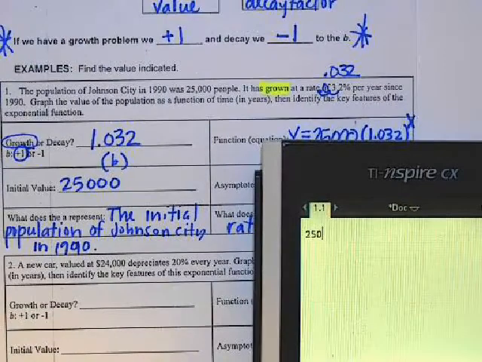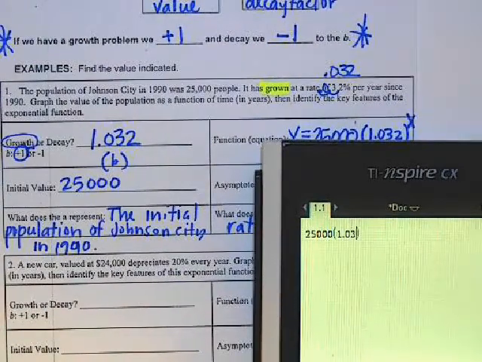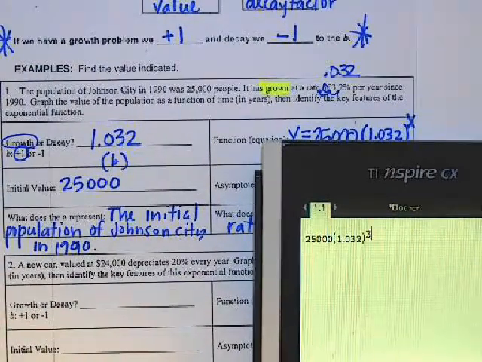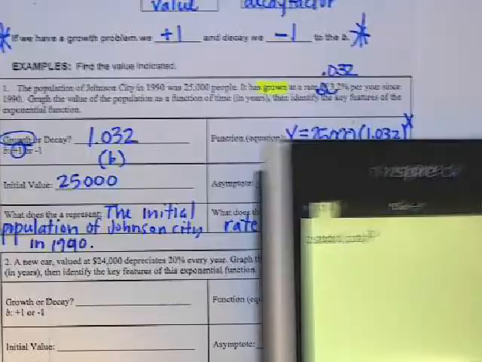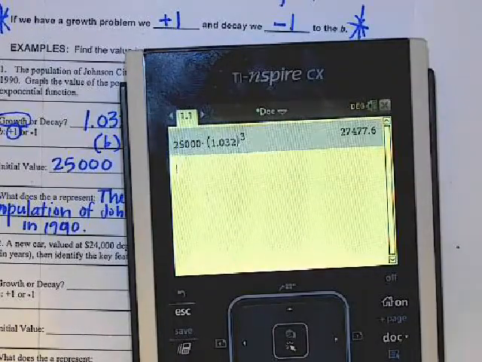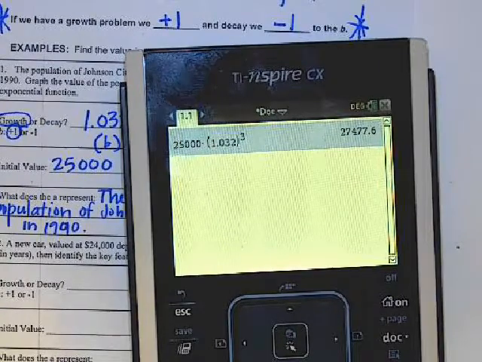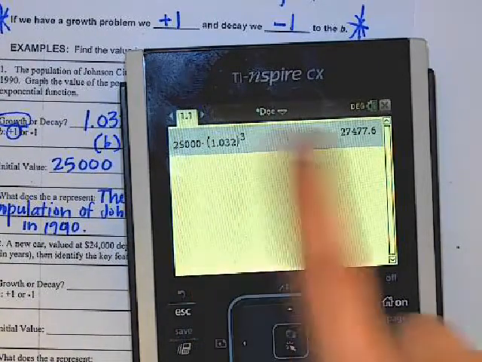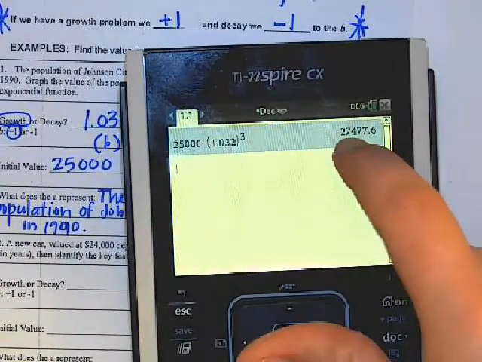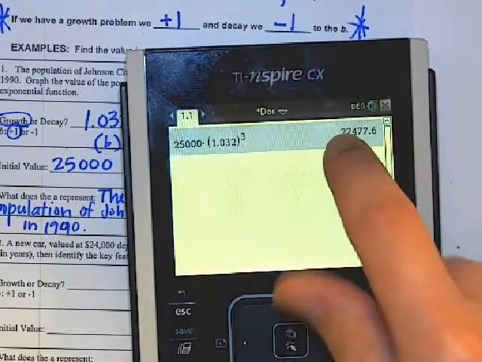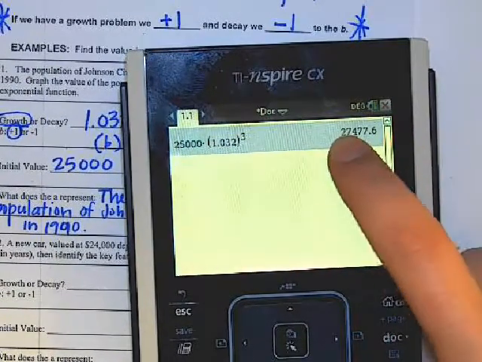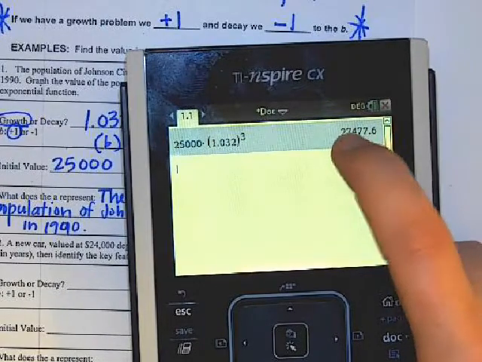So 25,000 times 1.032 to the third power for 3 years is what? Did it grow? From 25,000 to 27,000? Yeah, just a little bit. After 3 years, is that realistic? Yeah, probably just a little bit of growth after 3 years.